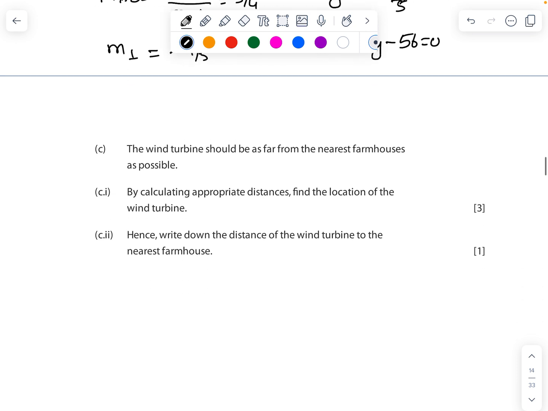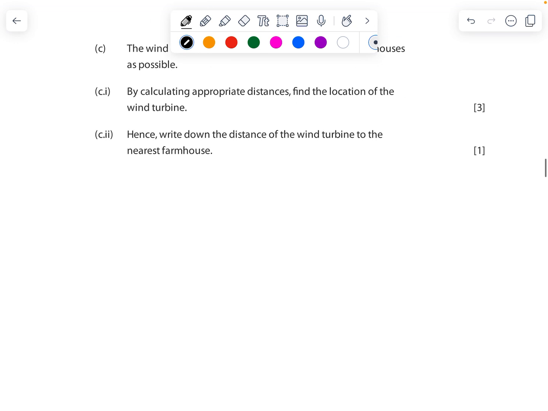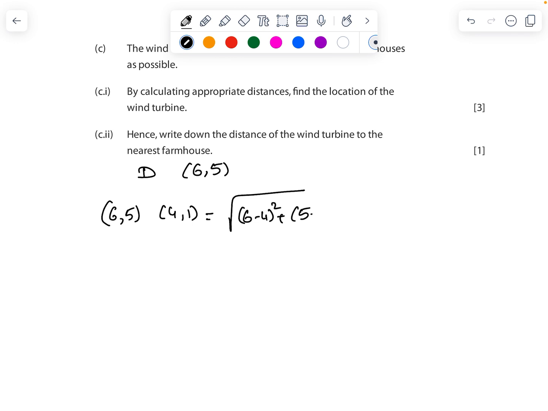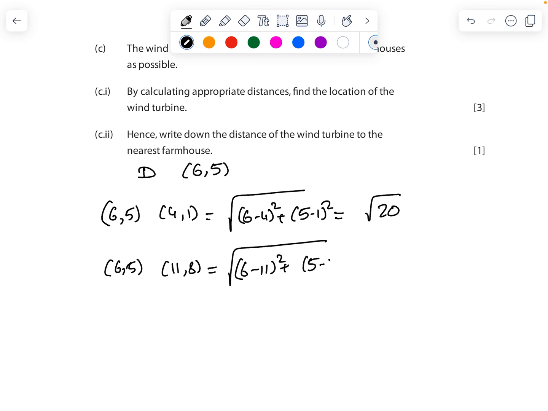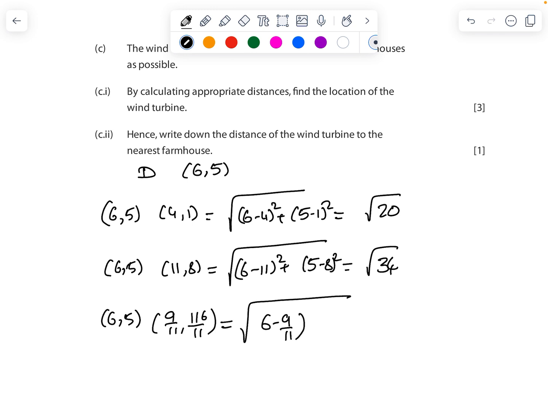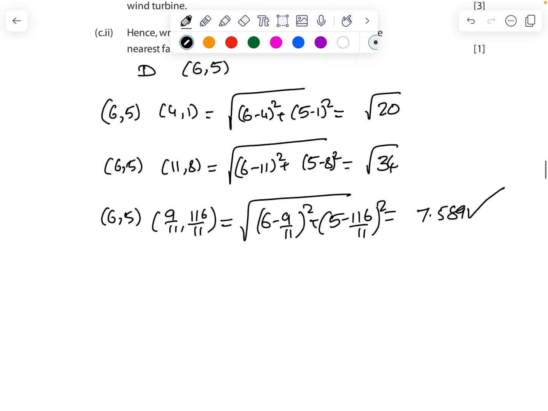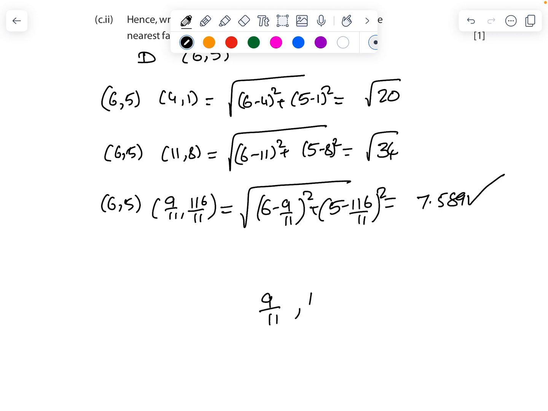A wind turbine should be as far as possible from the nearest farmhouses. By calculating the appropriate distances, find the location of the wind turbine. From (6, 5) to (4, 1), I am going to calculate the distance. It's going to be square root of (6 minus 4) squared plus (5 minus 1) squared, which is square root 20. Then from (6, 5) to (11, 8), square root of (6 minus 11) squared plus (5 minus 8) squared, which is square root 34. Then from (6, 5) to (9 upon 11, 116 upon 11), use the calculator, it's going to be 7.589. We can see that this 7.589 is the farthest one. So, the point is (9 upon 11, 116 upon 11).